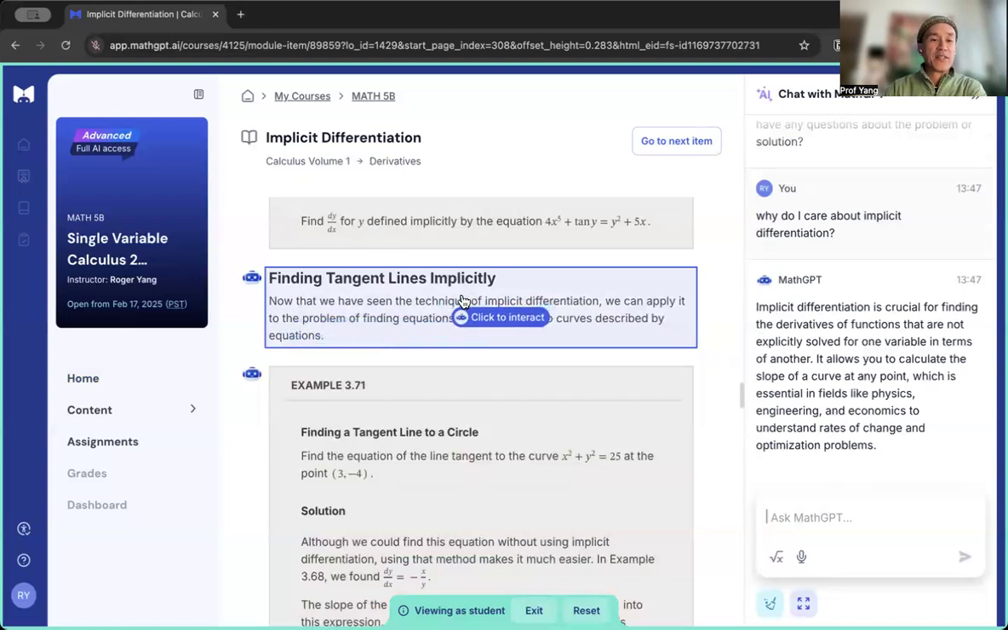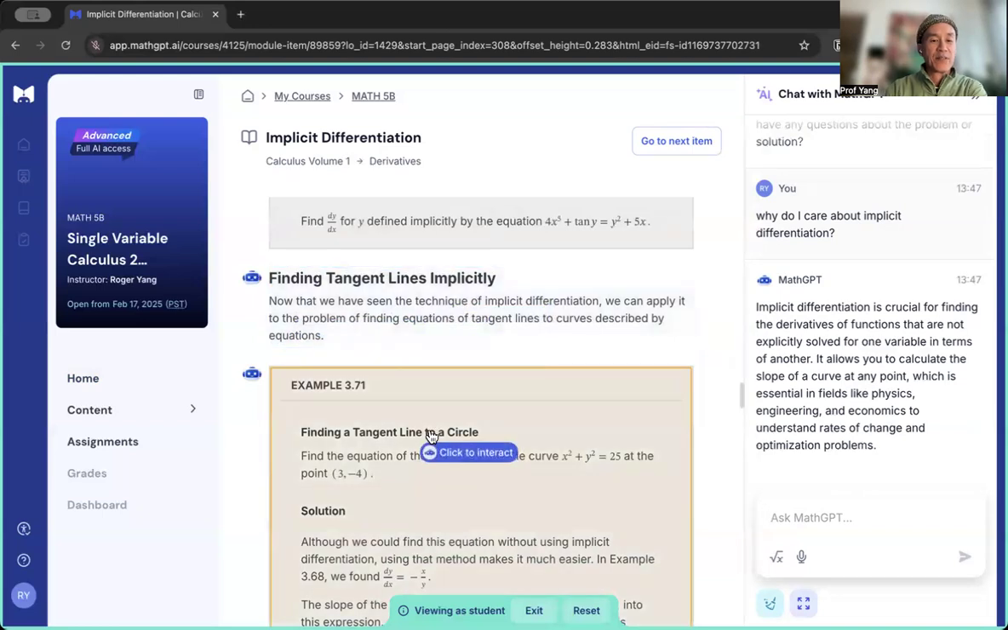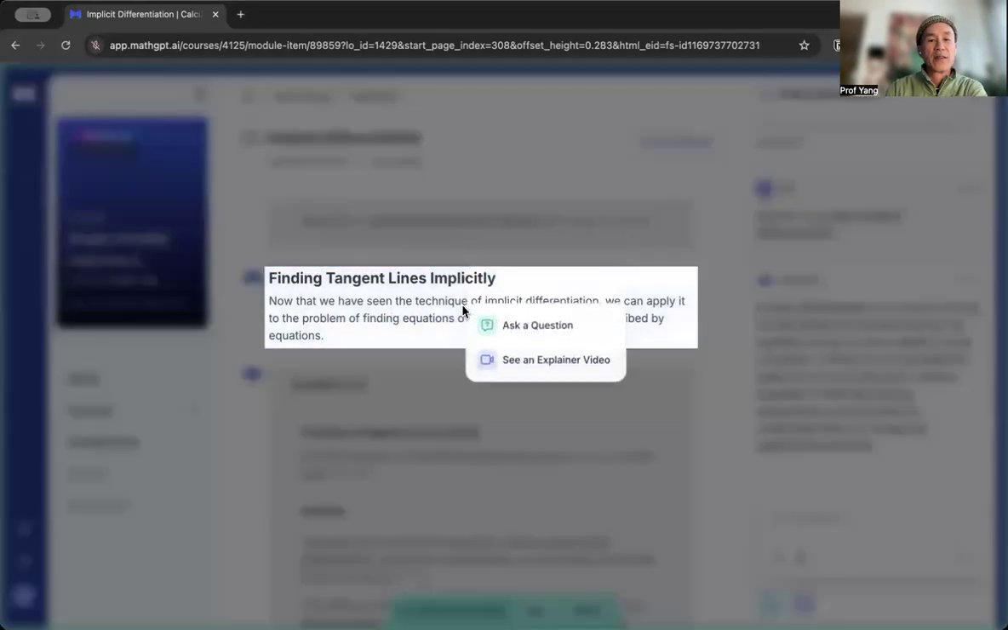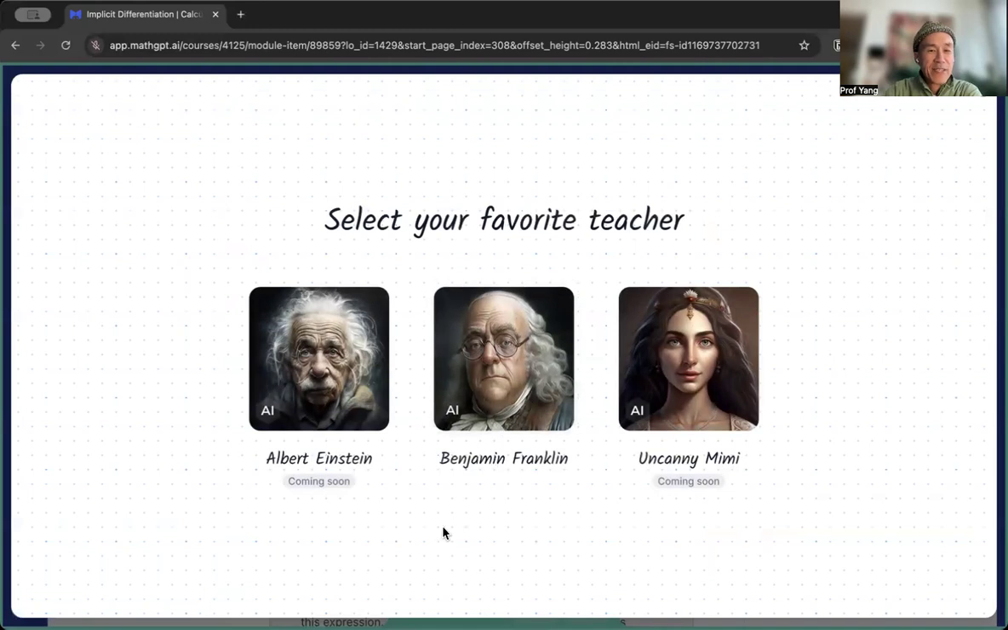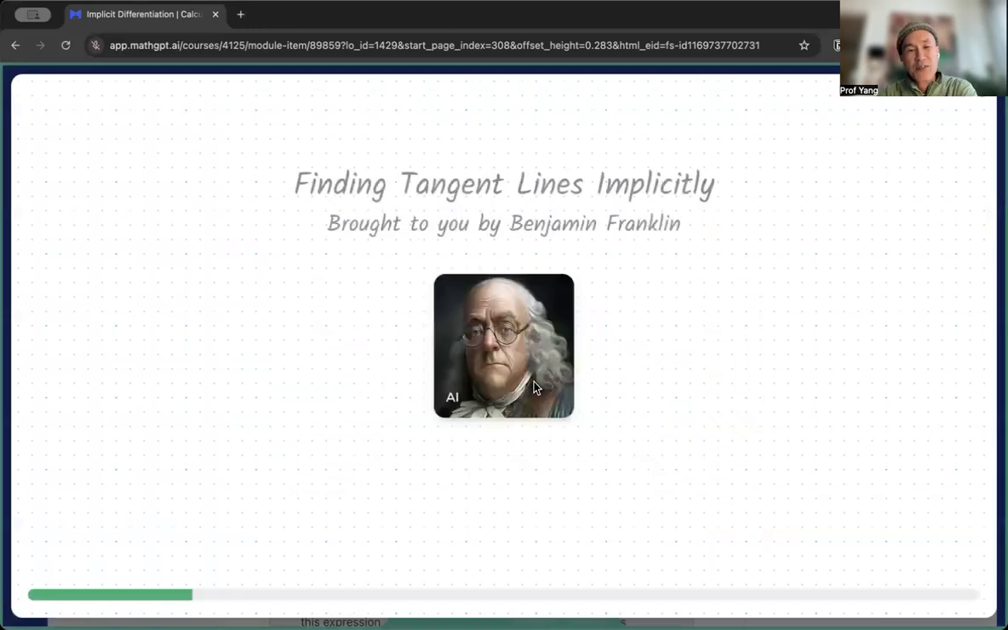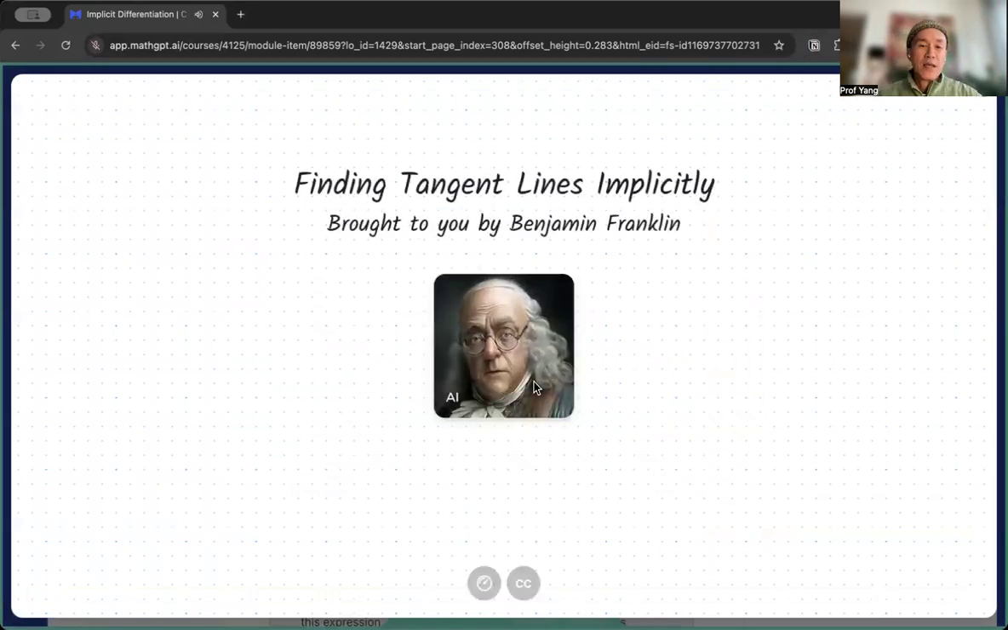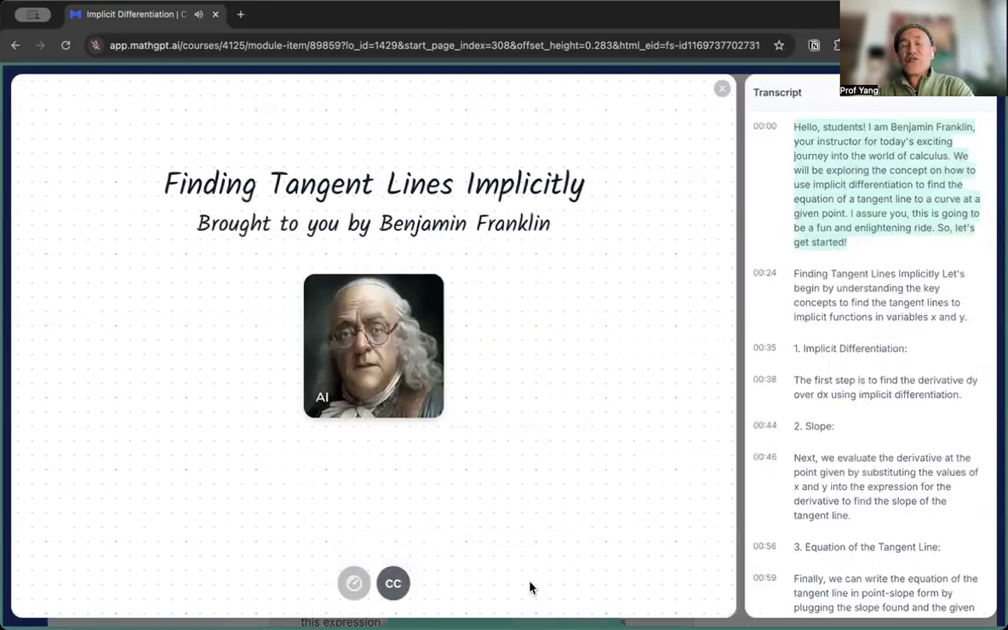You see how this one's a blue box, but the example is a yellow box. So if I click on this one, not only can I ask it questions, but I can watch a video. So here's an explainer video. I click on that. Oh, wow, we can have the AI take on different voices. Right now, we're just stuck with Benjamin Franklin. So Ben is talking to us now. We can turn on closed captioning. You can read along.